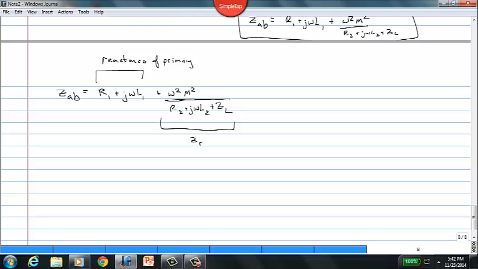Therefore, if the coils were for any reason decoupled, meaning M became zero, this whole ZR term would become zero, right? The M would drop out. The M would cause that thing to go to zero. And then ZAB, the whole thing would just reduce down to the self-impedance of the primary coil. So we call that the ZR is equal to the reflected impedance.